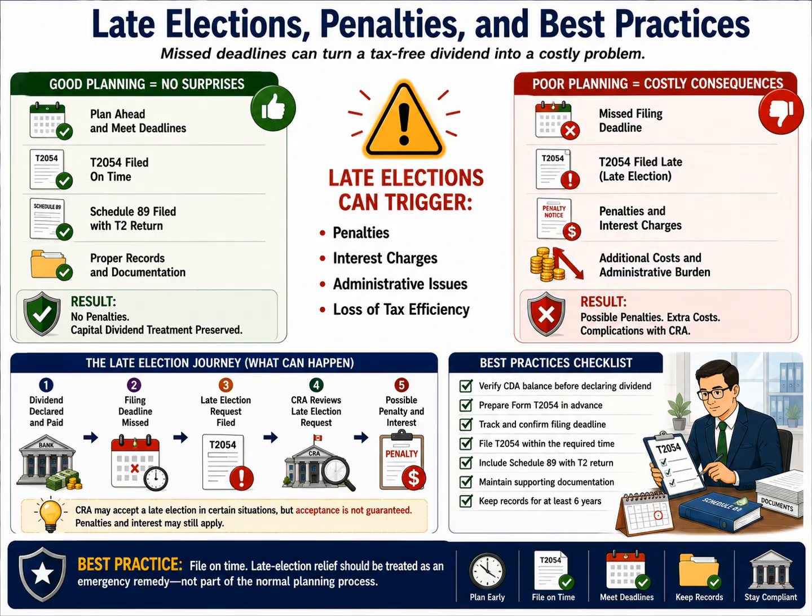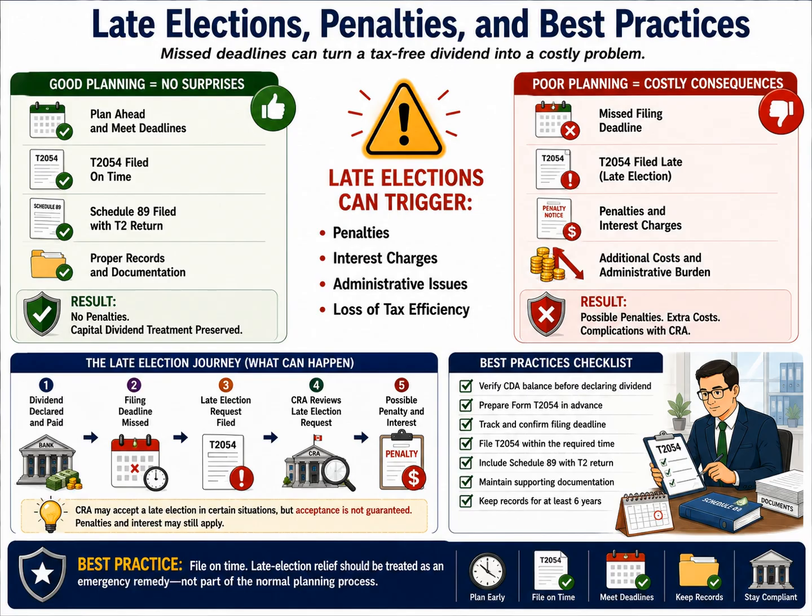Now compare that to the right side of the slide. This is the result of poor planning. The filing deadline is missed. Form T2054 is filed late. The election becomes a late election, and the corporation may face penalties, interest charges, and additional administrative work. Instead of a smooth compliance process, management and advisors now have to spend time correcting problems that could have been avoided. At the center of the slide is the most important warning.